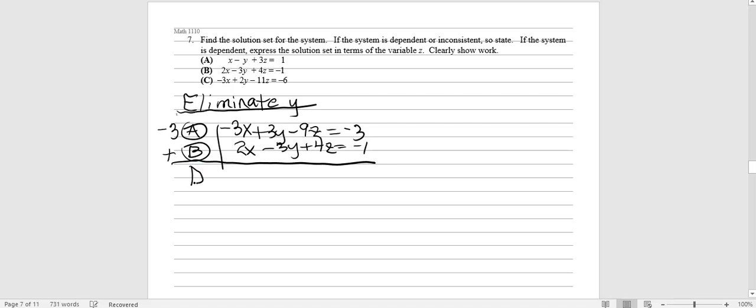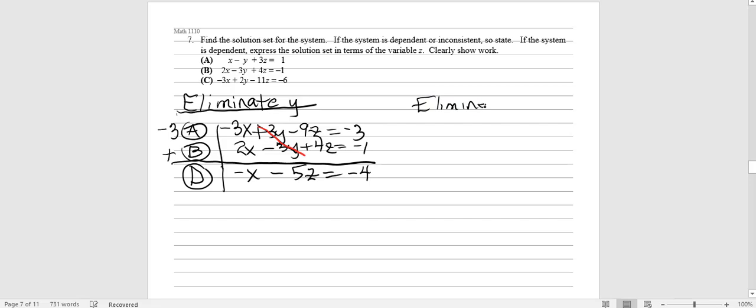So the equation that I get, I'm going to call D. Negative 3x plus 2x is negative x. The y terms cancel out. And I have negative 9z plus 4z is negative 5z. Negative 3 plus negative 1 is negative 4. So I'm going to eliminate y again.